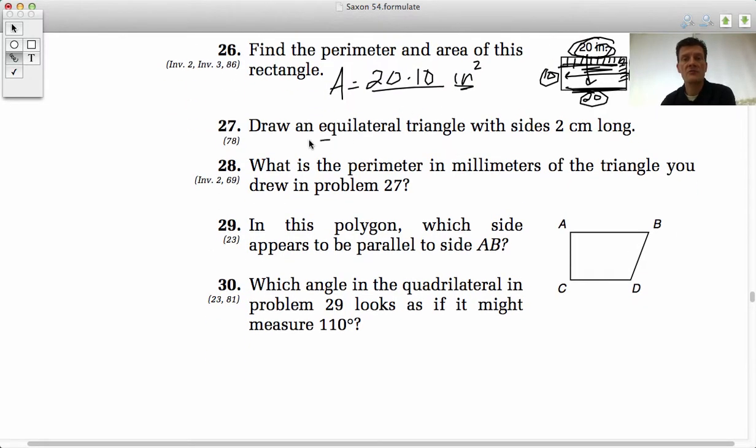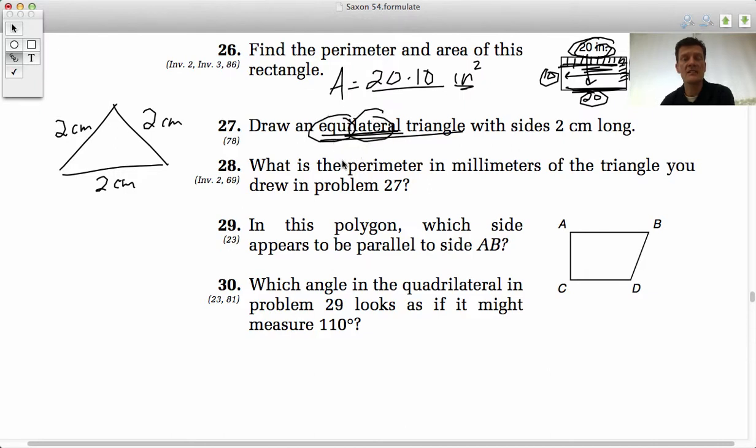Draw an equilateral triangle. Equilateral means all the sides are equal in length, with sides 2 centimeters long. So this is 2 centimeters, this is 2 centimeters, this is 2 centimeters, all of them are 2 centimeters. That's your equilateral triangle. Okay? Equal sides. That's what that means. What is the perimeter in millimeters of the triangle you drew?